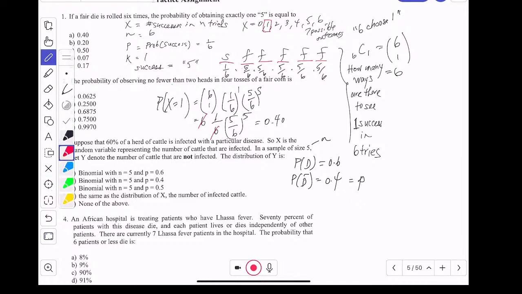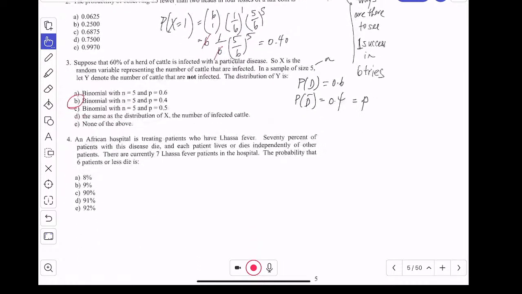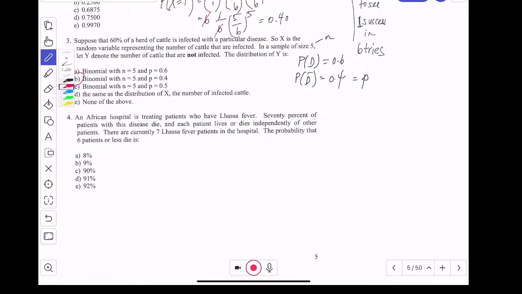Very good. Okay, let's go to the next one. So when you solve these problems, to identify if they're binomial, try and answer this.